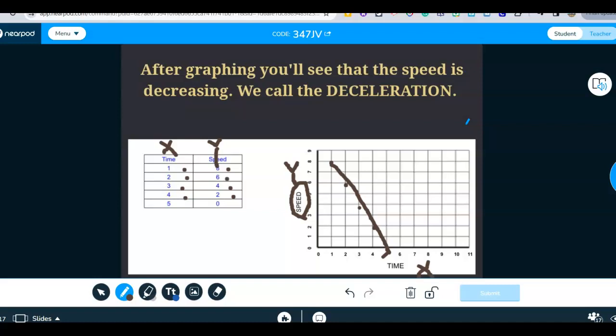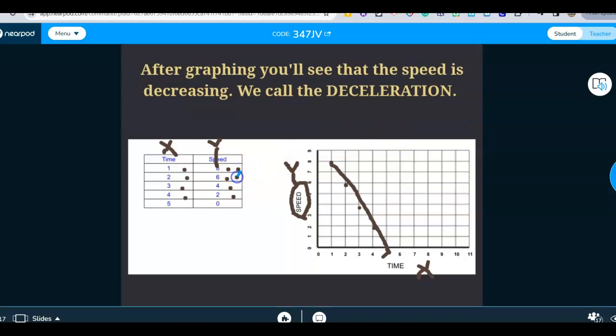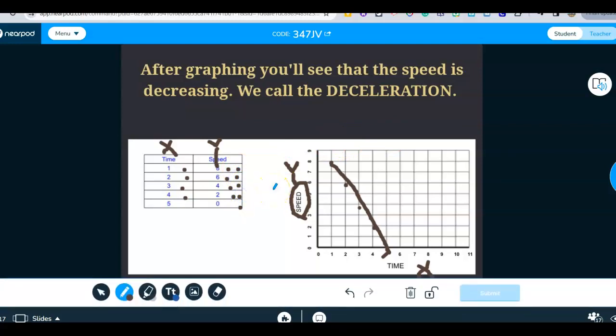We wouldn't say deceleration. You're not going to get in the car today or the bus and say, oh, we're decelerating right now. What would you say? We are what? We are slowing down. I wonder why we're slowing down. Decelerating. Now, let's see if this object is slowing down. 8 miles an hour to 6 miles an hour to 4 miles an hour to 2 miles an hour to 0. Did they slow down?